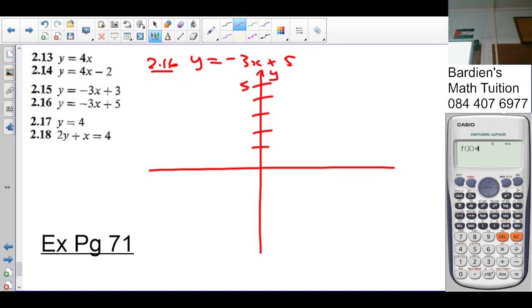And what's your x-intercept? 5 over 3. Which is? 1 and 2/3. No? So if that is 1 and that is 2, 1 and 2/3 is approximately here. Not so? So it's 5 over 3. It's going through that point there and that point. There we go.